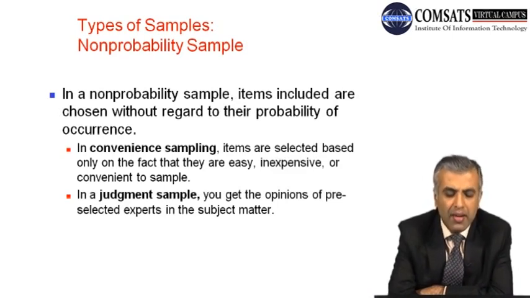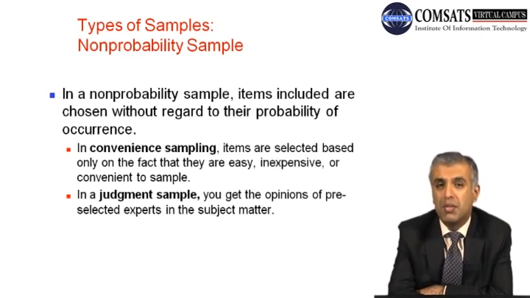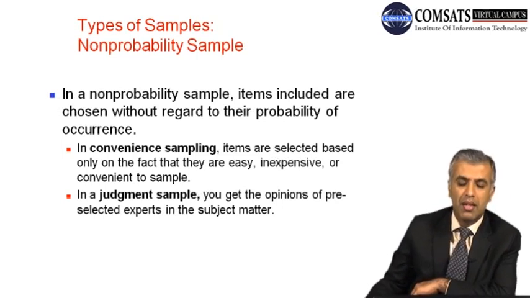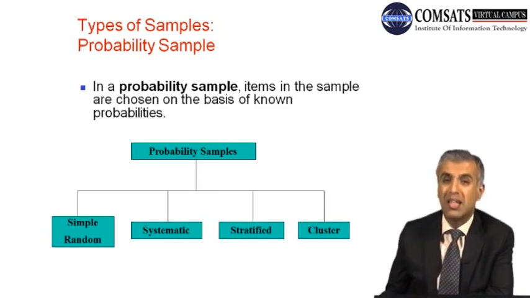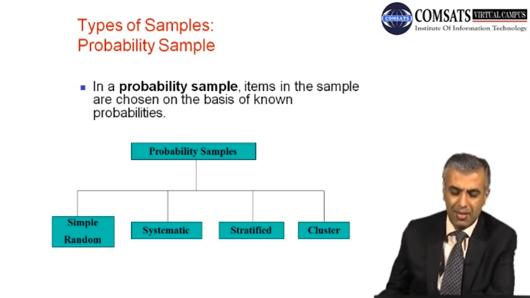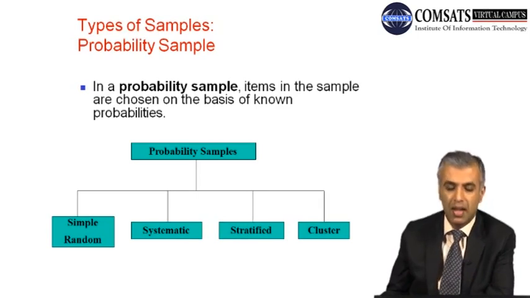Now, as you can see here, this explains what convenience sampling is, in which the items are selected based on the fact that they are easy, inexpensive, and convenient to sample. Then in judgment sampling, we get the opinions of pre-selected experts in the subject matter. Again, both of these have bias involved in them. That's why they are not much preferred compared to probability sampling. Then in probability sampling, we have already discussed the 4 most common types: simple random, systematic, stratified, and cluster.